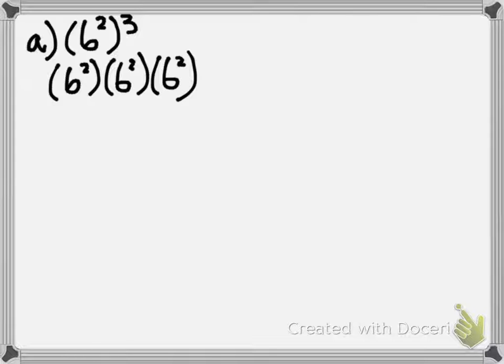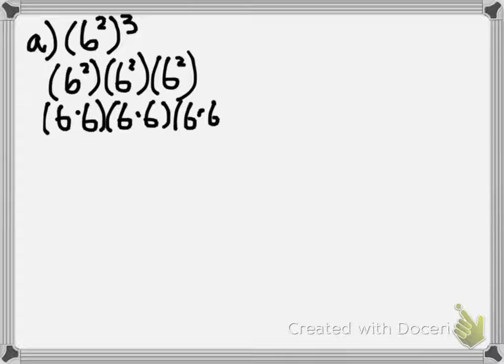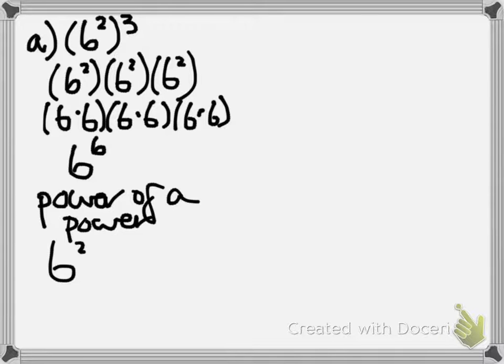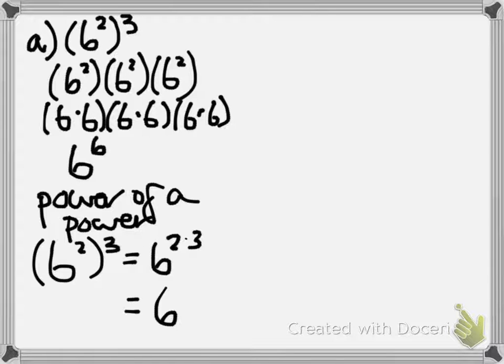But if we write this out, it's just basically 6 times 6, 6 times 6, 6 times 6. If we count up all of these 6's, we notice that we could condense it to 6 to the 6. But again, we could actually use the powers of powers rule, and if we notice the way that it's patterned, we can just take the 6 squared and multiply the 2 with the 3. And again, remember, the 3 doesn't have a base, and so that's why we can do this rule. So this just becomes 6 to the 6, which is the same thing as if you use the definition of exponents.